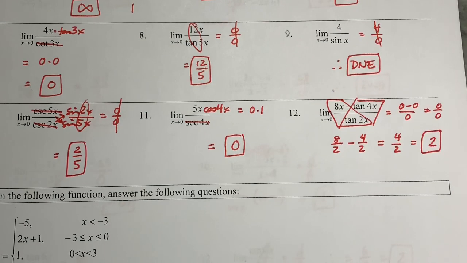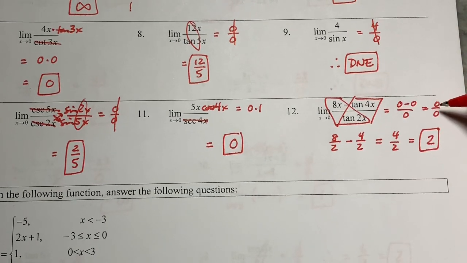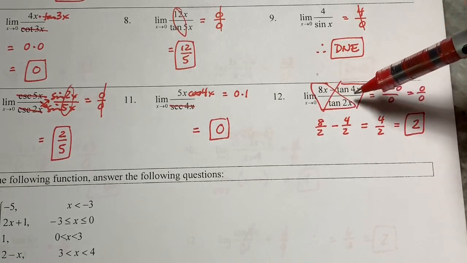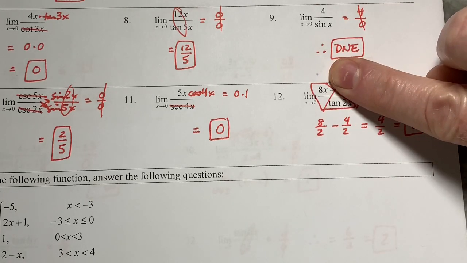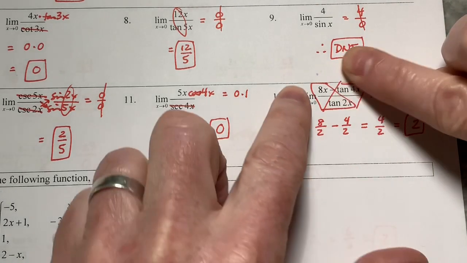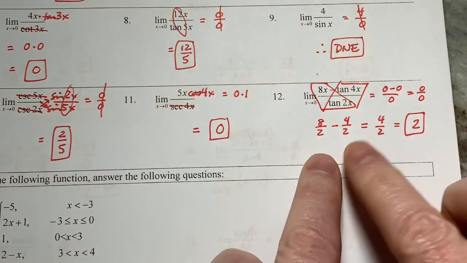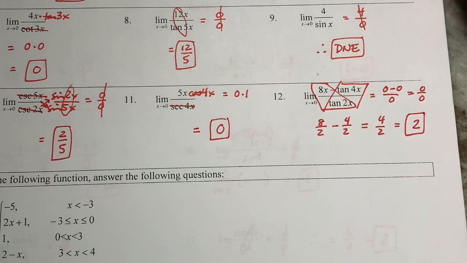Number 12, I do get 0 minus 0 over 0, which is 0 over 0. So I know there's a hole, but I have to deal with this. So I'm going to put that over that and that over that. And I didn't rewrite it, but if I put that over that, I get 0 over 0. That's a rule, 8 halves. And if I put that over that, I get 0 over 0. That's a rule, 4 halves. So 8 halves minus 4 halves is 2. All right, so a little review on those.